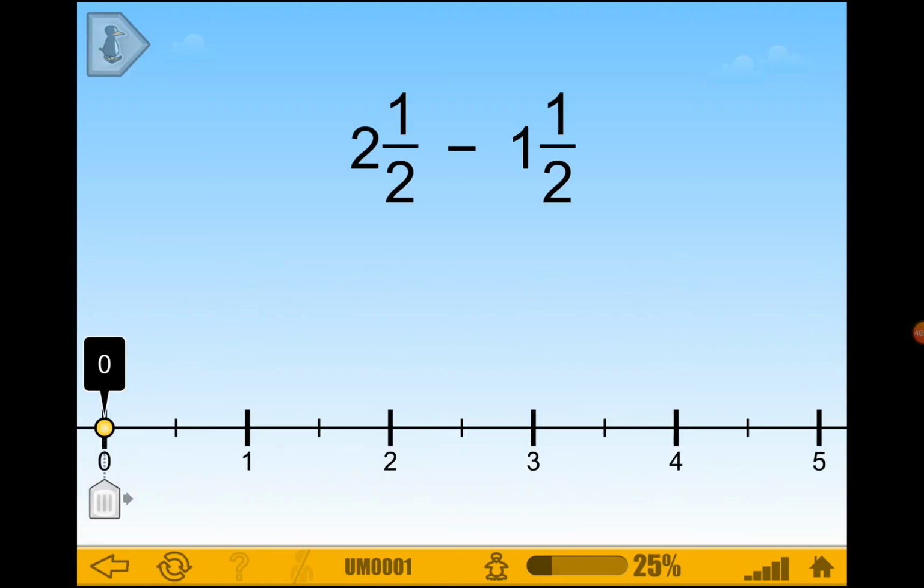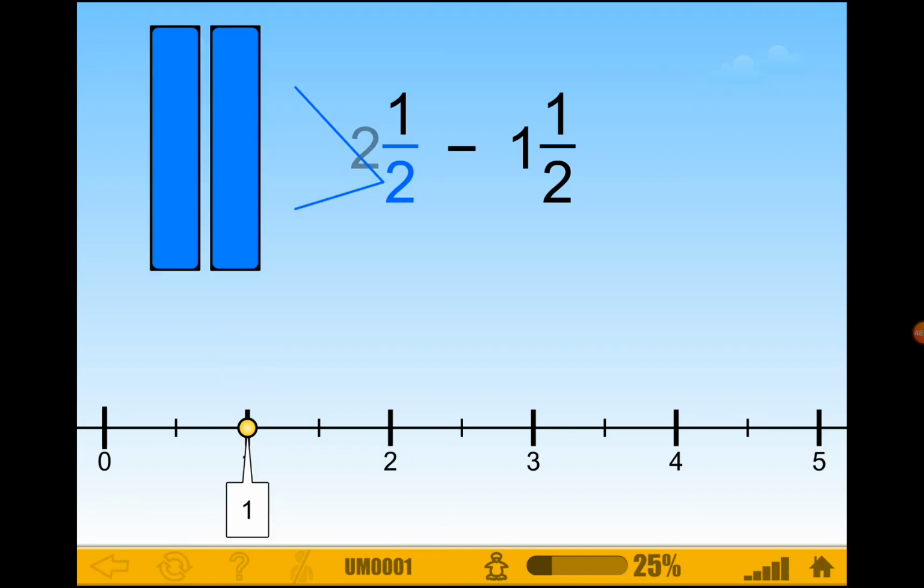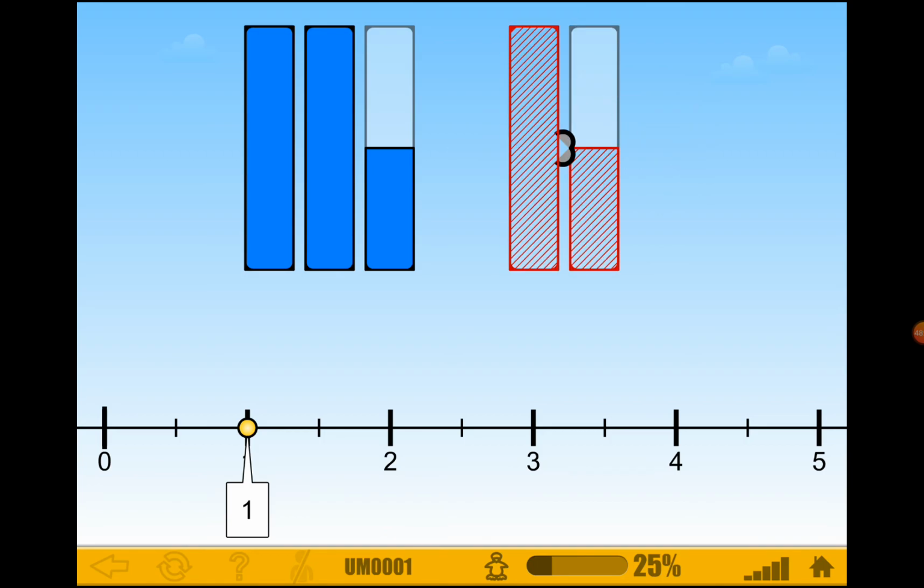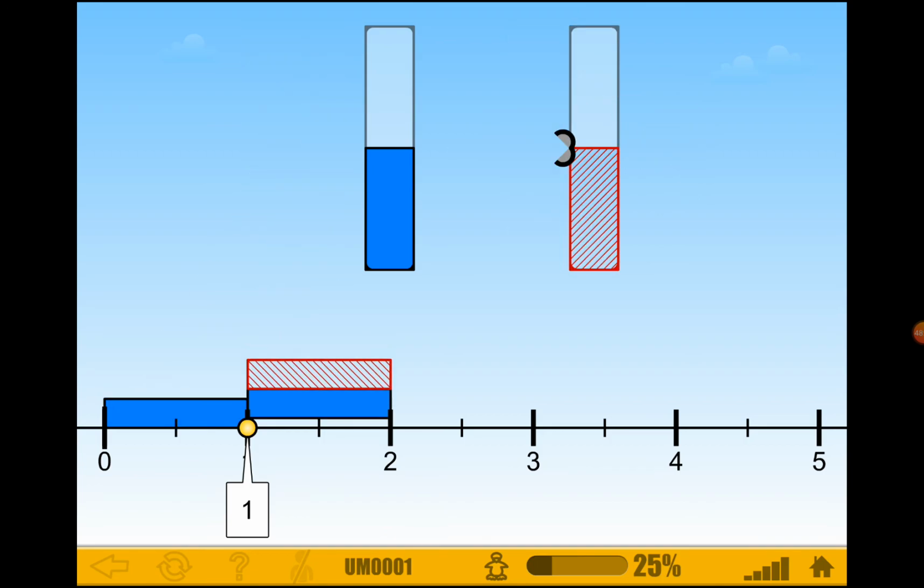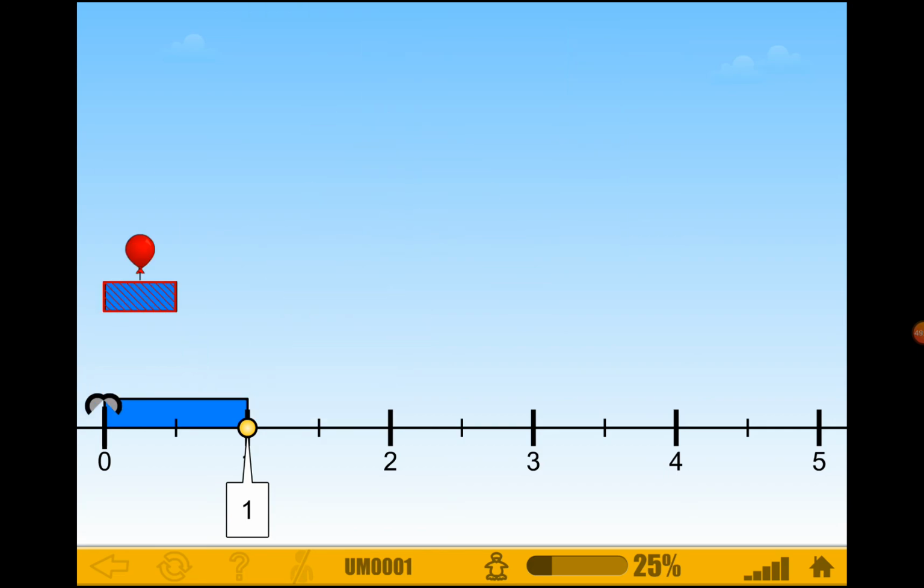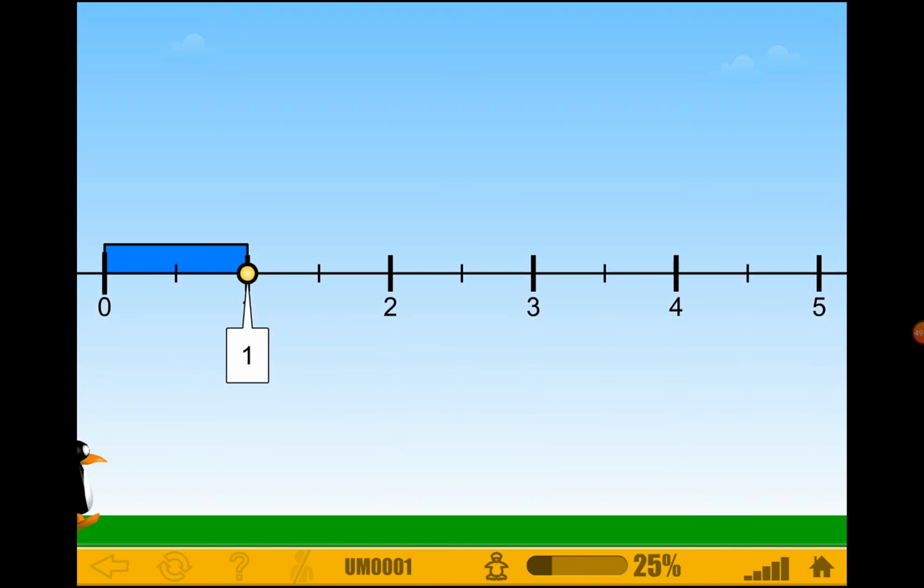Next. So, 1 over 2. 2. So, 1. Let's see. 2. Yeah, 1. Okay. Good. One. Okay, good. So there we go. That minus that. Good. Okay.